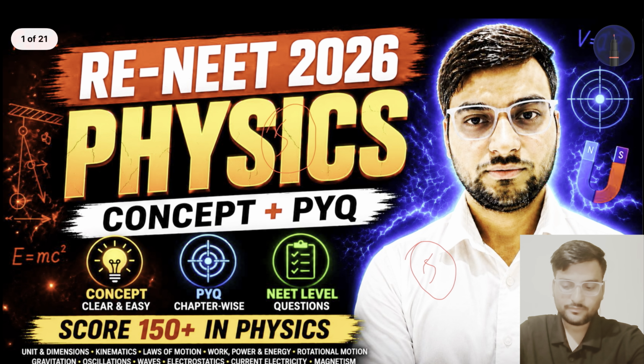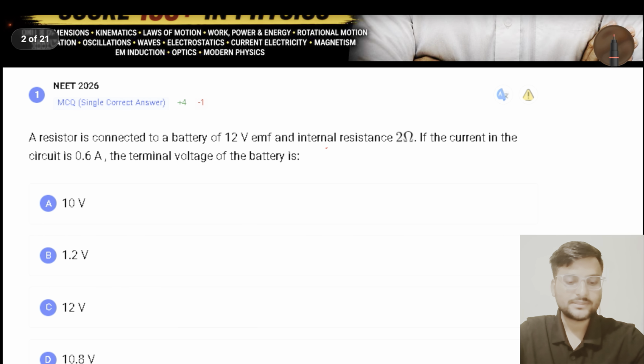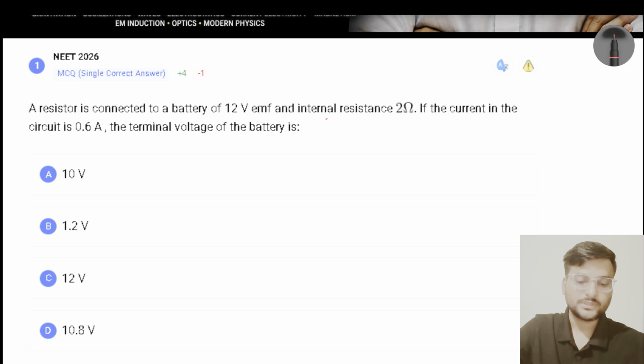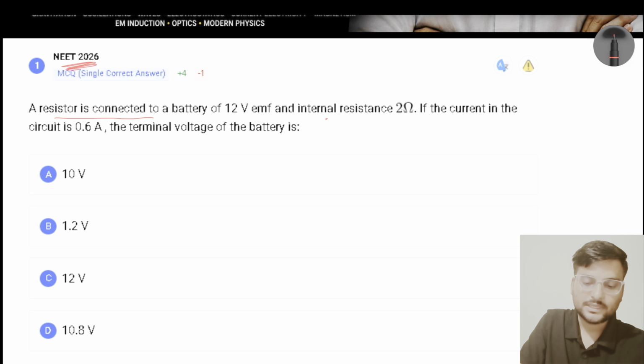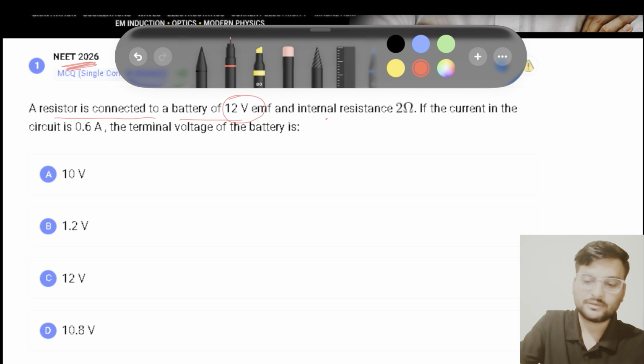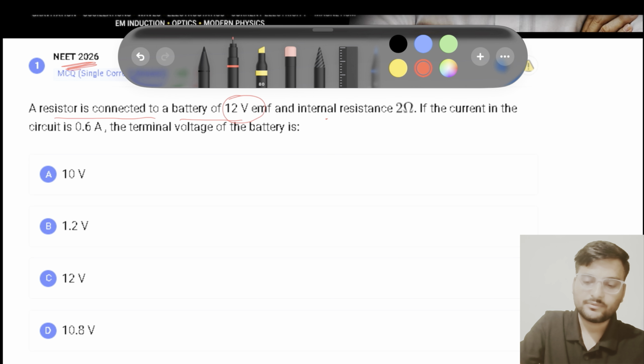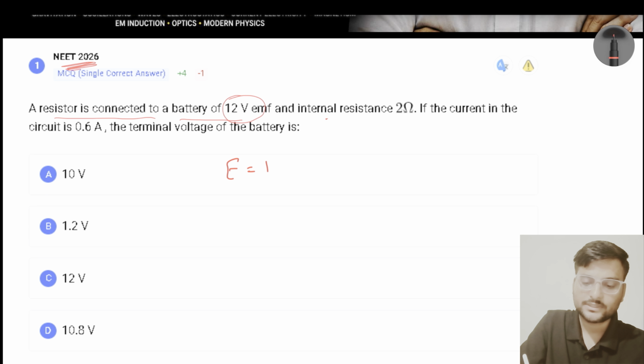First of all, when we go with problem number 1, that was asked in NEET 2026. See this, the year is also mentioned here. They say that the resistance is connected with a battery of 12 volt EMF. So EMF means E is given to you, that E is equal to 12 volt. And the internal resistance, means r is given to you, that is 2 ohm. If the current I in the circuit is 0.6 ampere, then what is the terminal voltage VT?